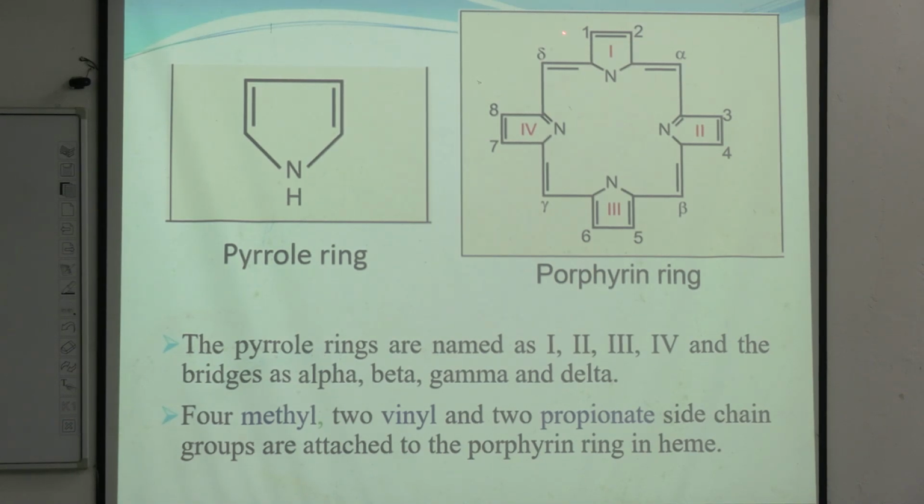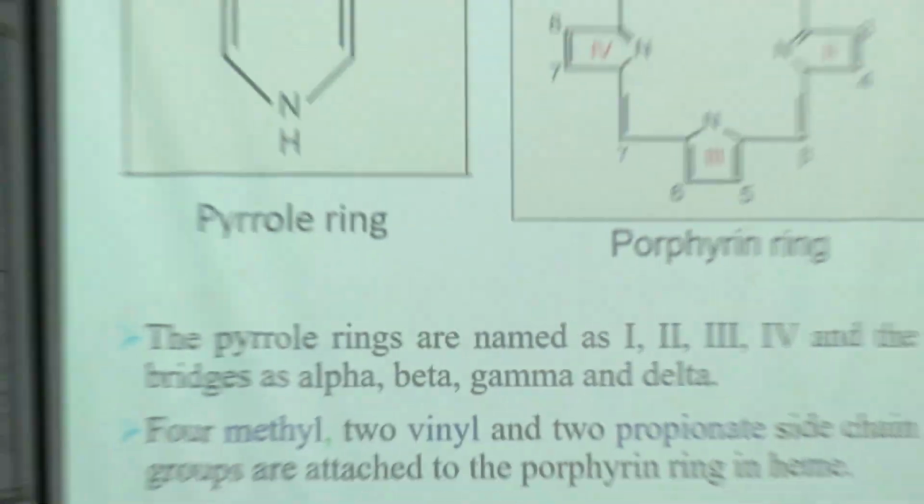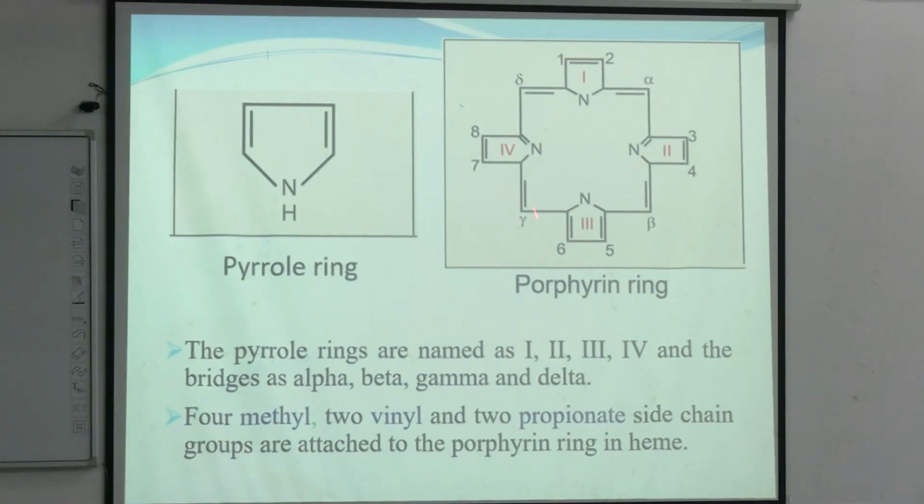And there are 8 substitute groups. There are 8 places where substitute groups can be attached, and according to the substitute group attached, the name of the porphyrin will be changed. So in case of heme, or ferroprotoporphyrin, there are 4 methyl groups, 2 vinyl groups, 2 propionyl groups attached. 1, 2, 3, 4, 5, 6, 7, 8. In 8 substitute groups, 1, 2, 3, 4, 5, 6, 7, 8.